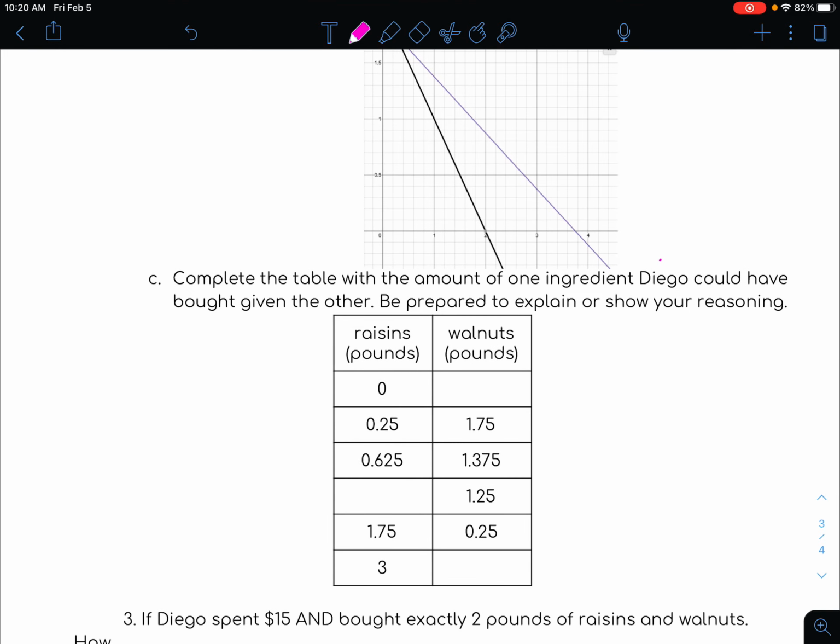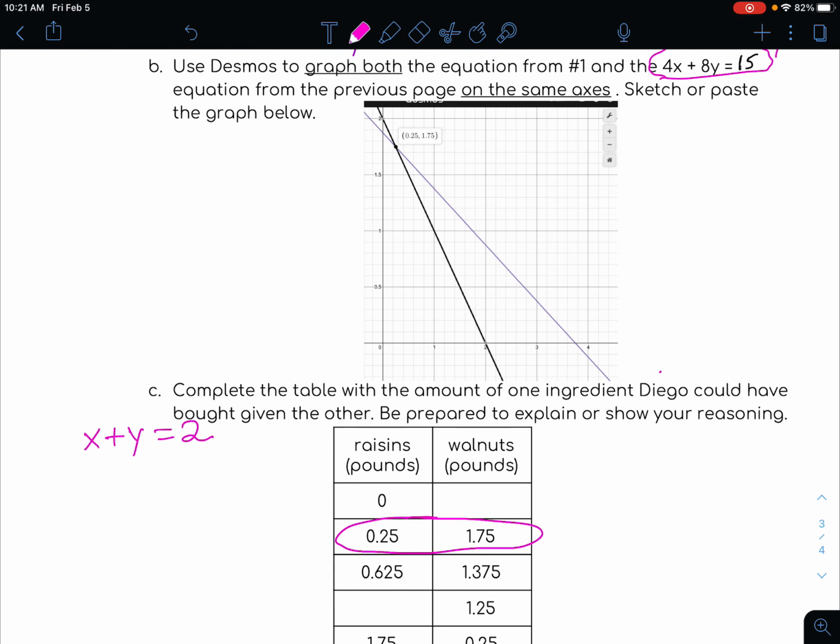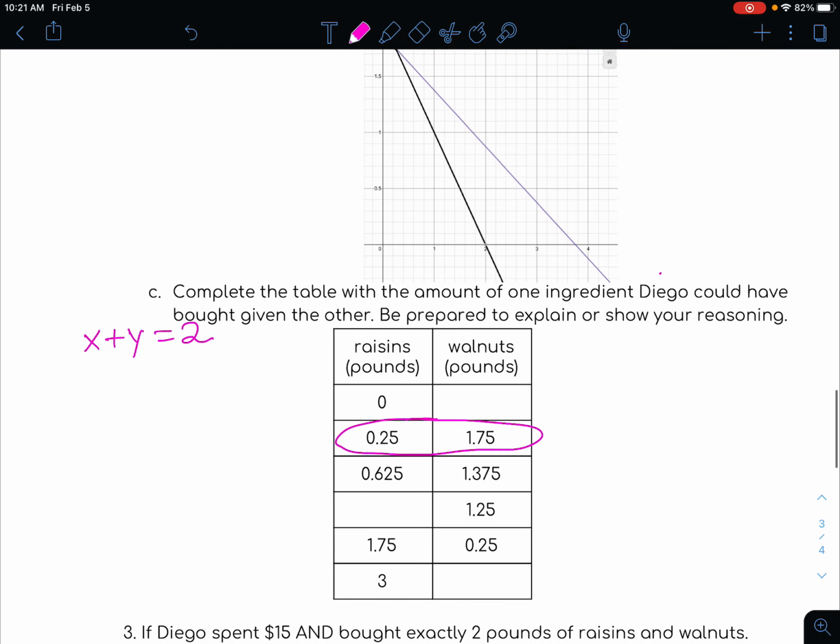Complete the table with the amount of one ingredient Diego could have bought given the other. Be prepared to explain. All right, so pounds of raisins and pounds of walnuts. Remember, our equation was x plus y equals 2. This one's maybe an easy one to fill in the values because all the x and the y values have to add up to 2. Notice 0.25 plus 1.75 has to add up to 2. And that's the one they actually see on the graph.